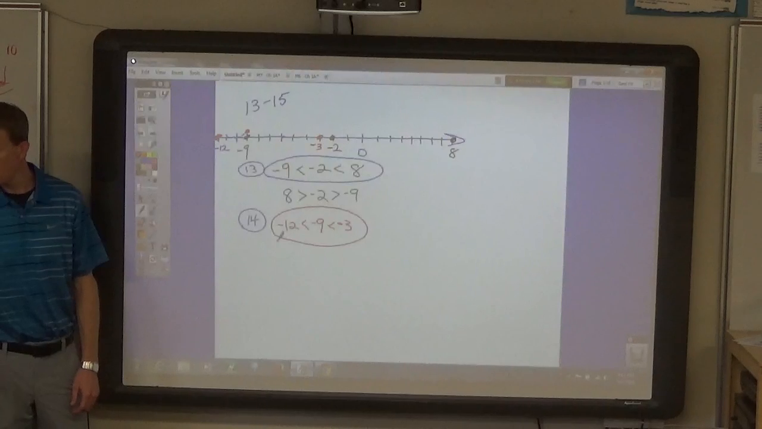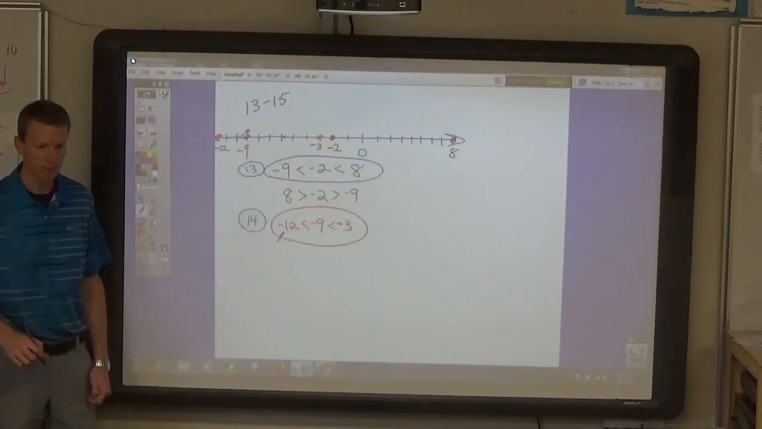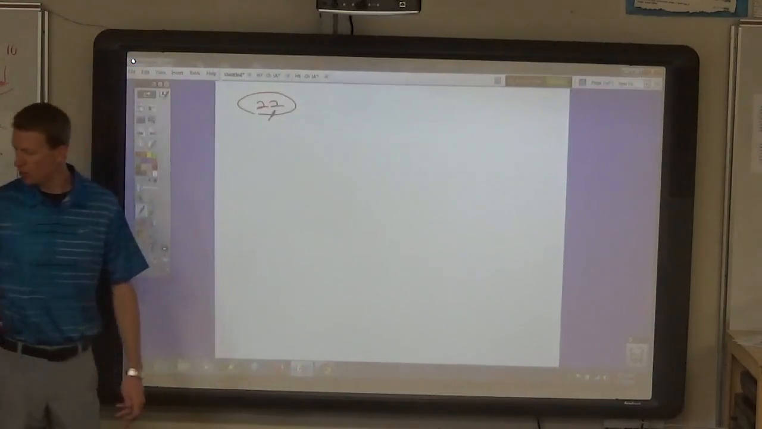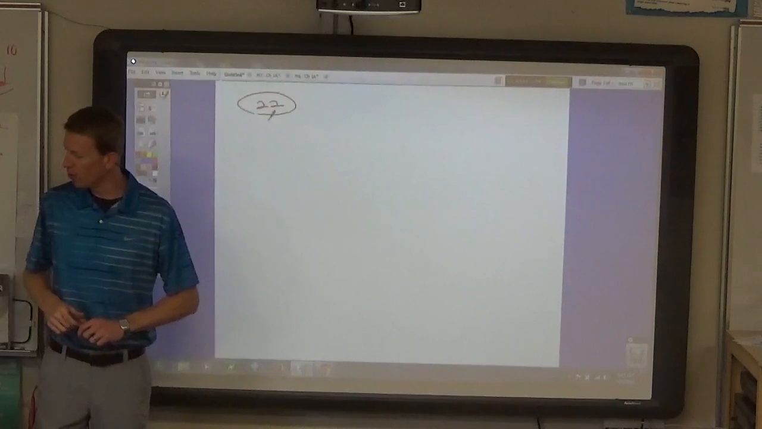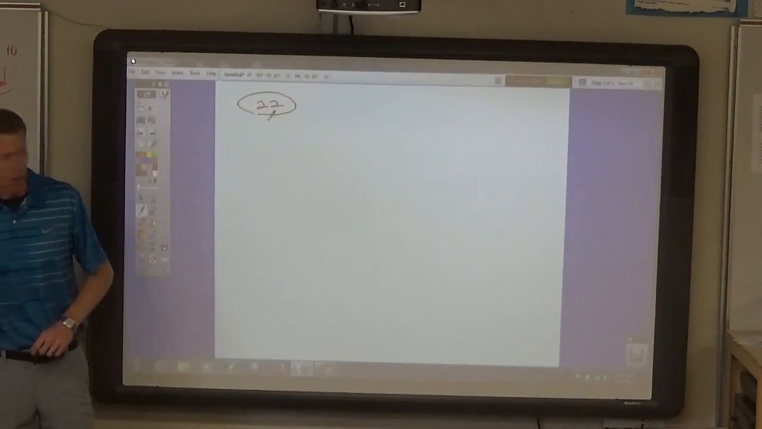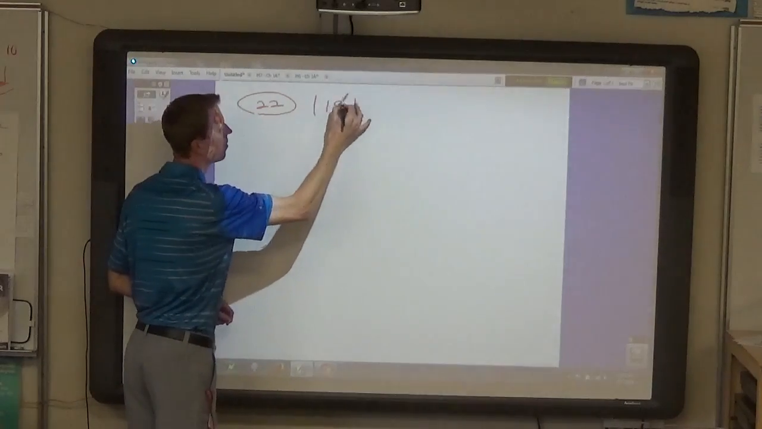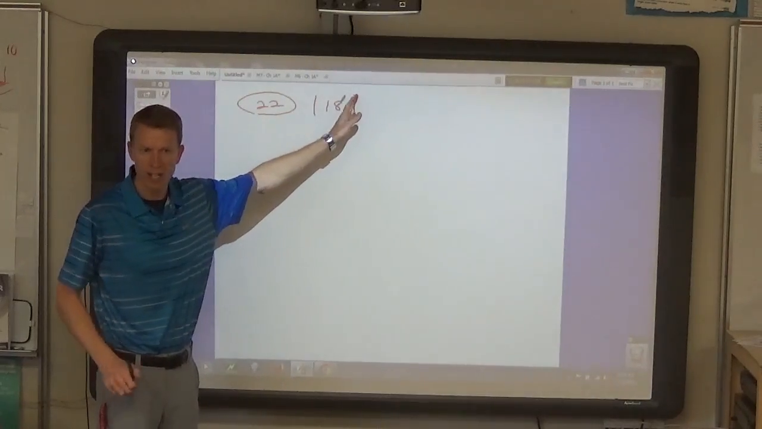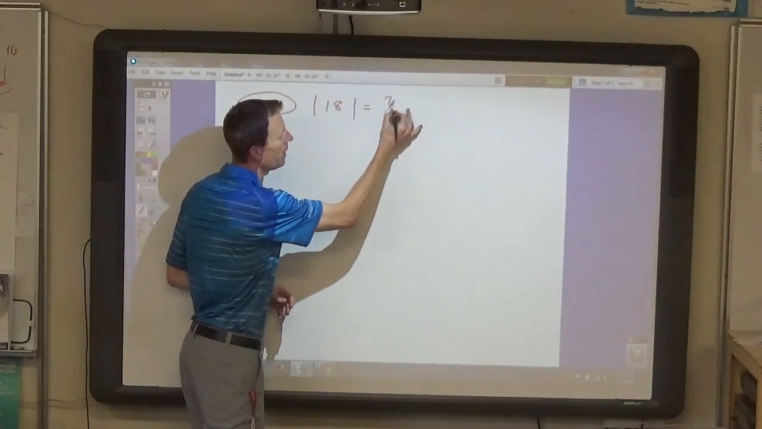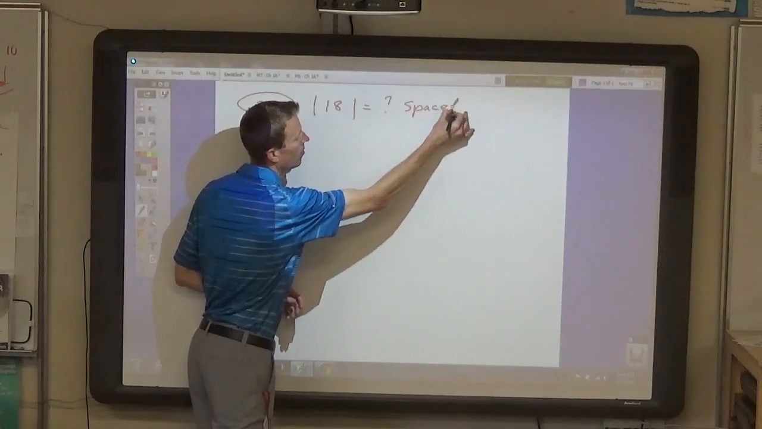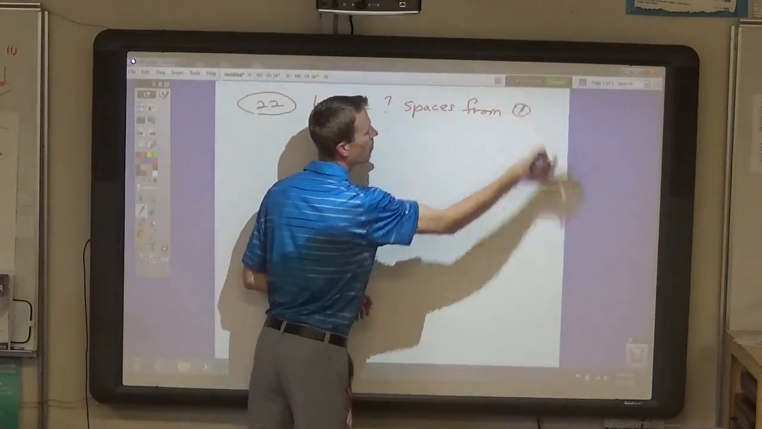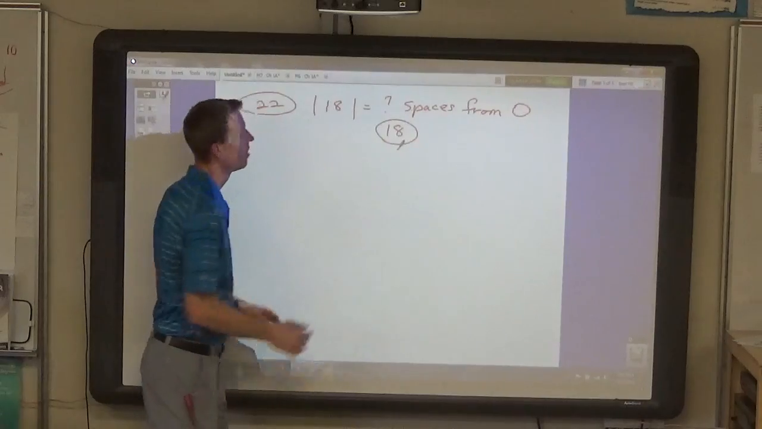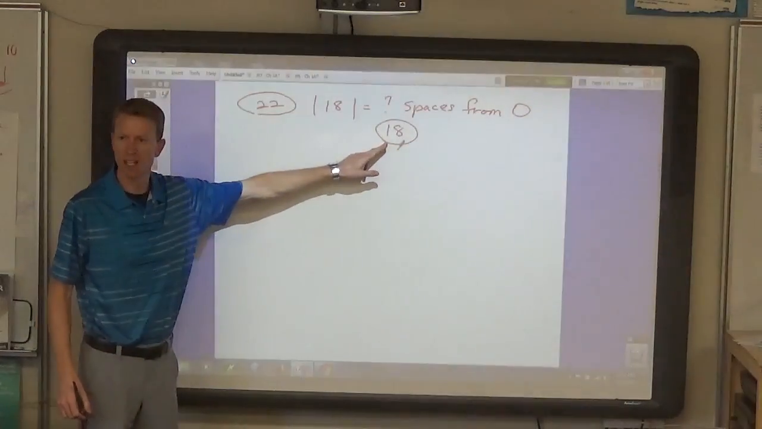Then, skip to number 22. In this section, we're looking at absolute value. And so, you're given this symbol. And since the number 18 has these absolute value bars around it, this is asking how many spaces from 0? 18. So the answer is 18. The absolute value of 18 is 18.